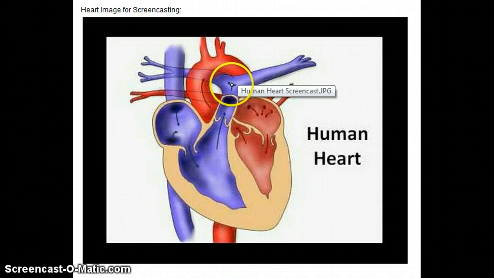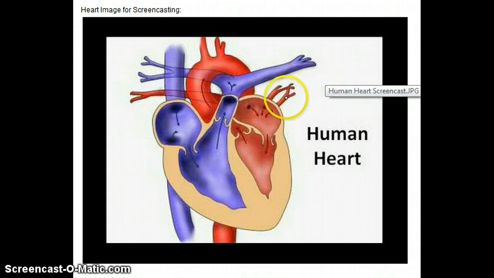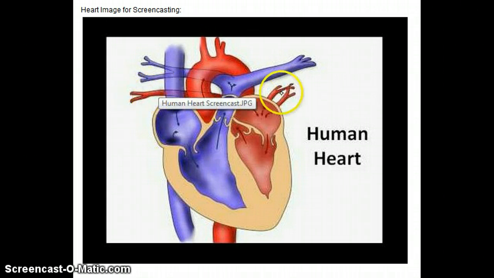At any rate, blood then enters into either the right lung or the left lung through the pulmonary artery and becomes oxygenated. Once it becomes oxygenated, it re-enters the heart through what are called the pulmonary veins. And you can see the pulmonary veins here, and you can see a pulmonary vein coming in here. This one from the right lung, this from the left lung.